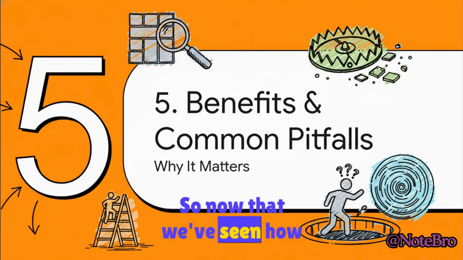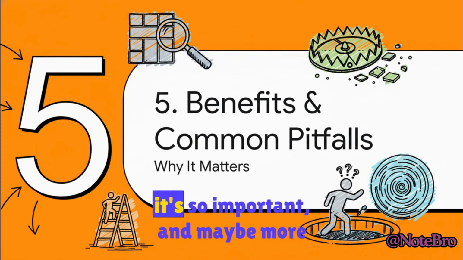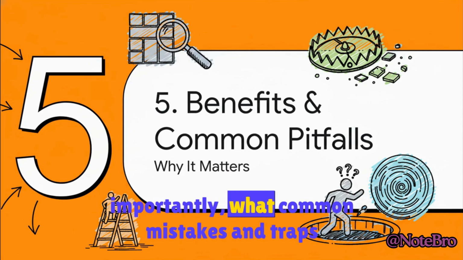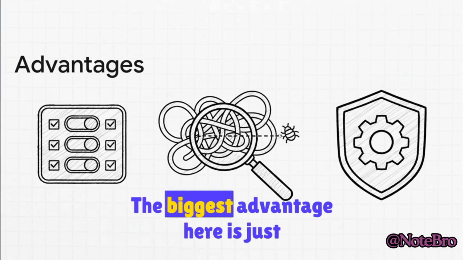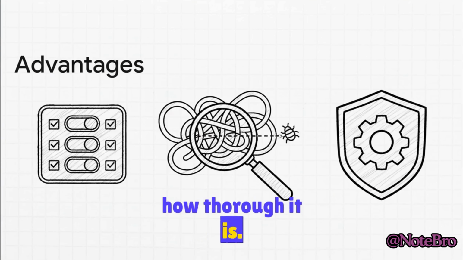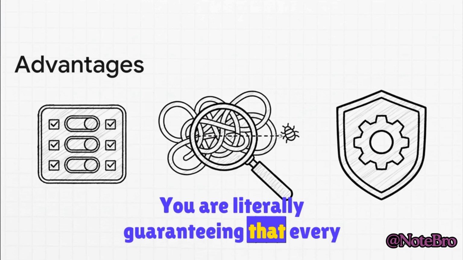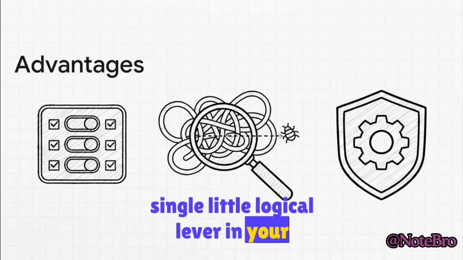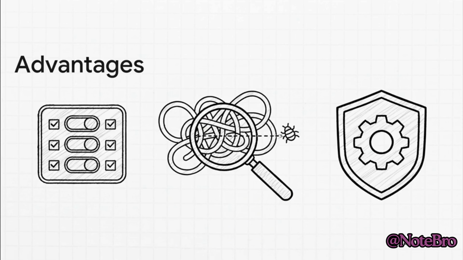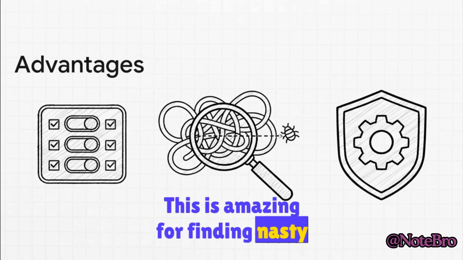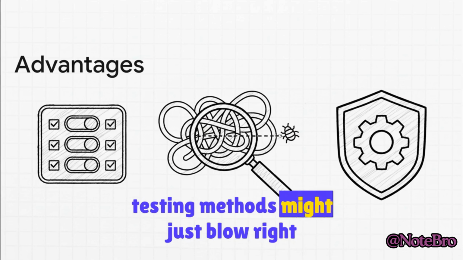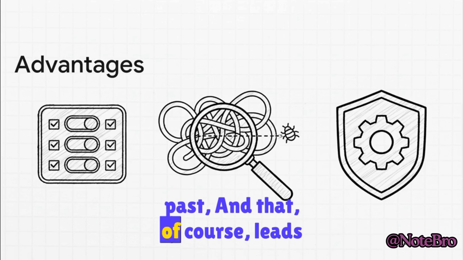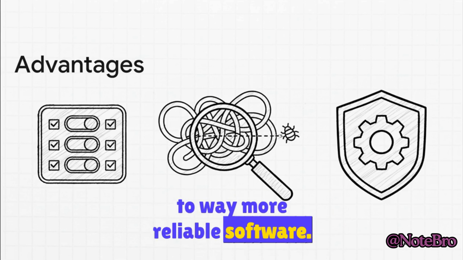So now that we've seen how it's done, let's talk about why it's so important, and maybe more importantly, what common mistakes and traps to watch out for. The biggest advantage here is just how thorough it is. You are literally guaranteeing that every single little logical lever in your code has been flipped both ways. This is amazing for finding nasty bugs that hide inside complex logic, the kinds of bugs that simpler testing methods might just blow right past. And that, of course, leads to way more reliable software.